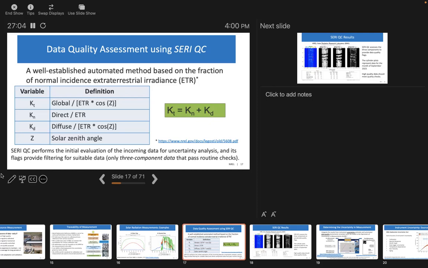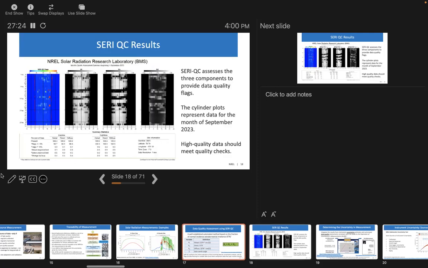Because we have these three components, the software essentially checks to see what the discrepancy is. So there is a limit beyond which the software will flag the data and say it's bad. This is an automated software. You could essentially flag your data as good or bad.